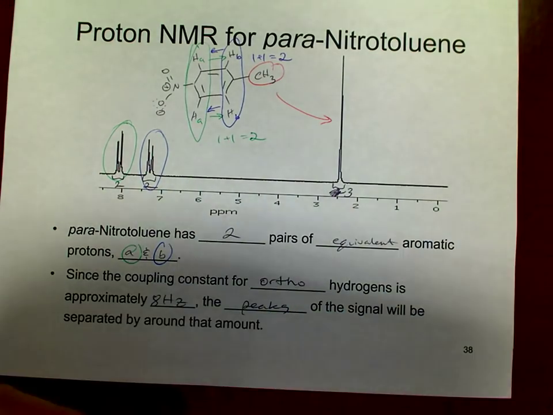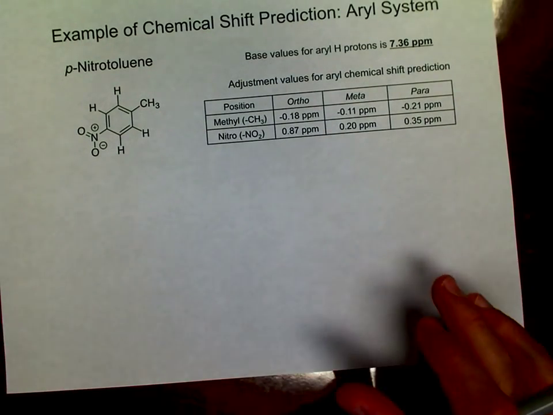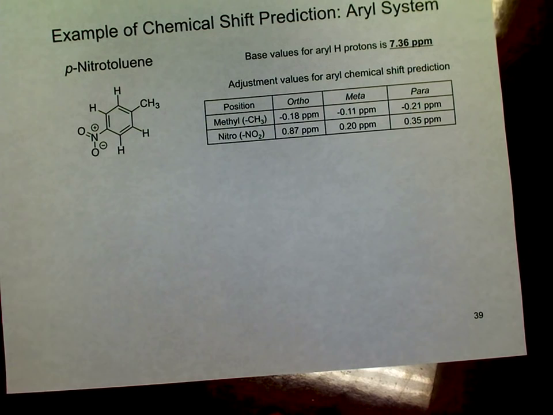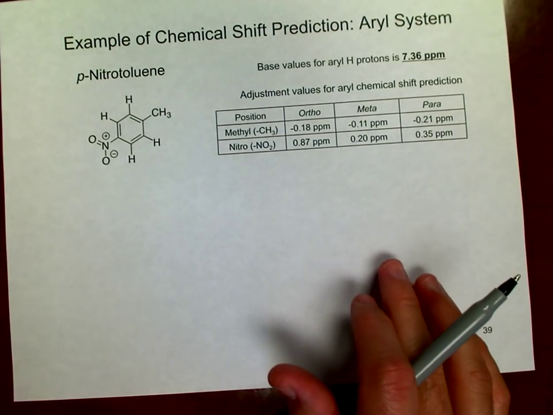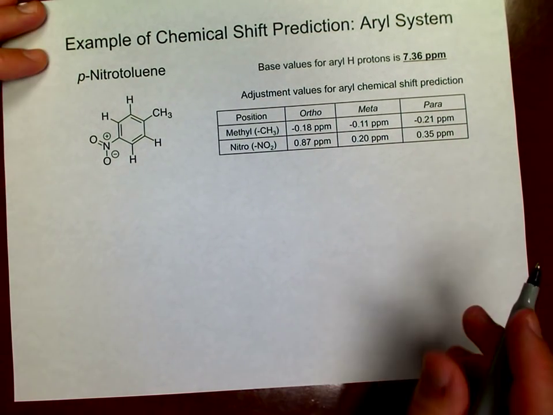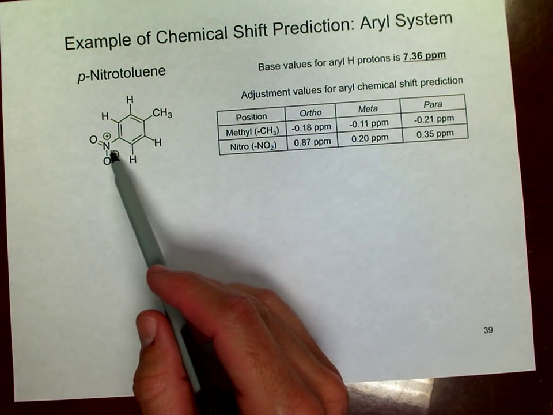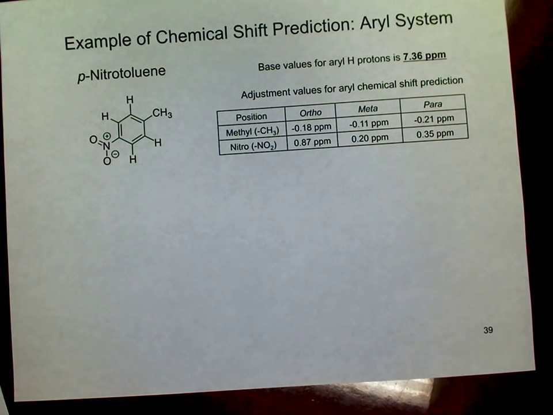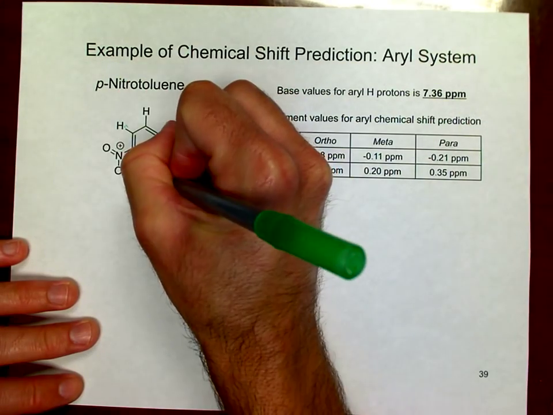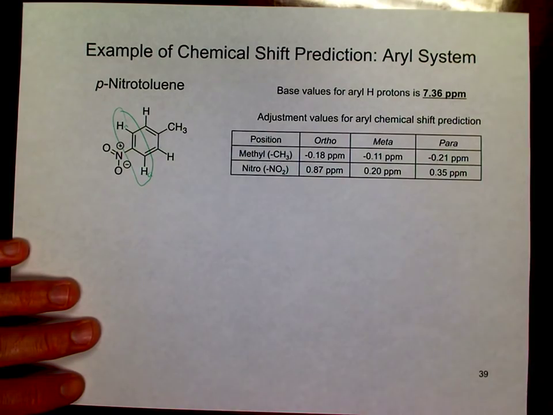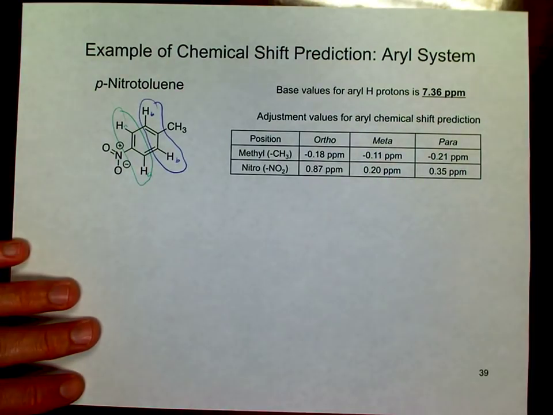Okay, so you can also do chemical shift prediction for aryl protons. If you remember back on that slide or a few videos ago, the aryl protons, you can do the same thing. So let's go ahead and just do that real fast here. So we're using para-nitrotoluene. Okay. So we call these 2 HA, these 2 HB. So we'll just continue that here.